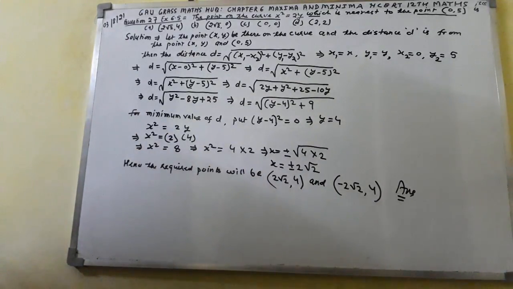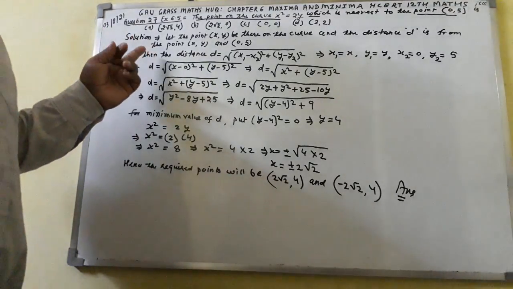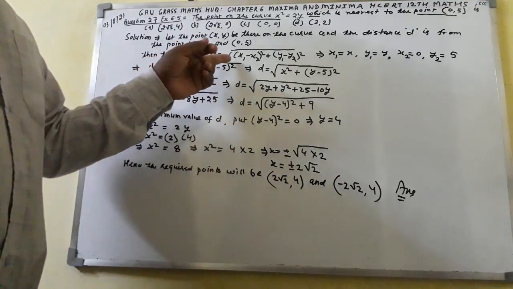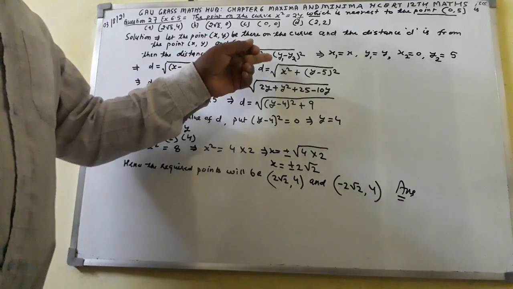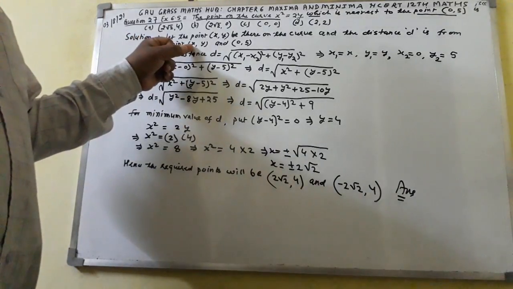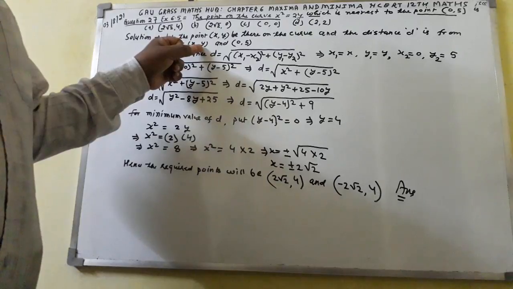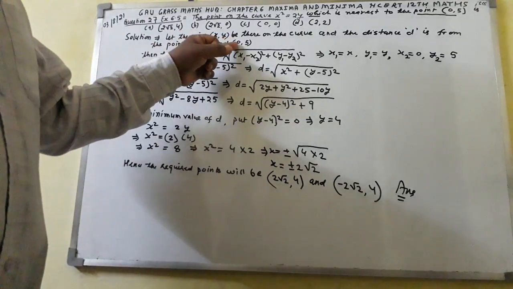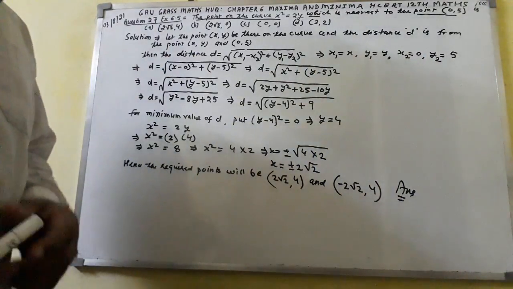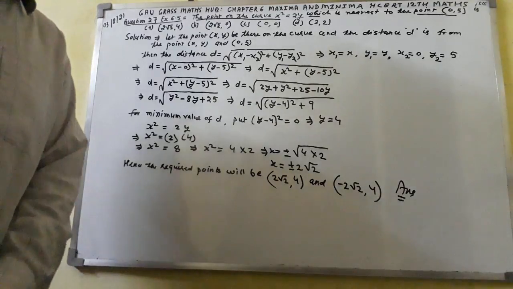That has been taken from exercise 6.5, chapter 6, maxima minima, application of derivative, NCERT 12 mathematics. This is the distance formula. The distance d is equal to under root (x1 minus x2) whole square plus (y1 minus y2) whole square. So here x1 equal to x, y1 equal to y, x2 equal to 0, y2 equal to 5 we have got. So like this the question has been processed till now.